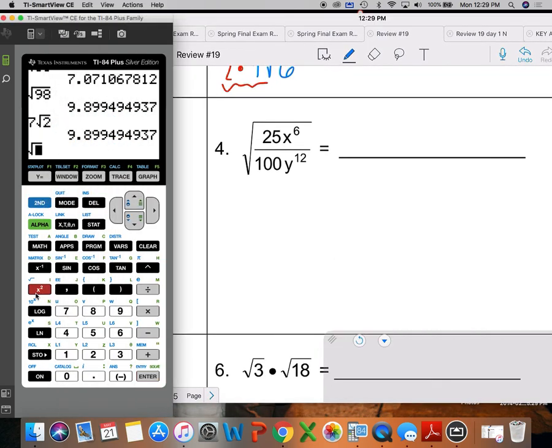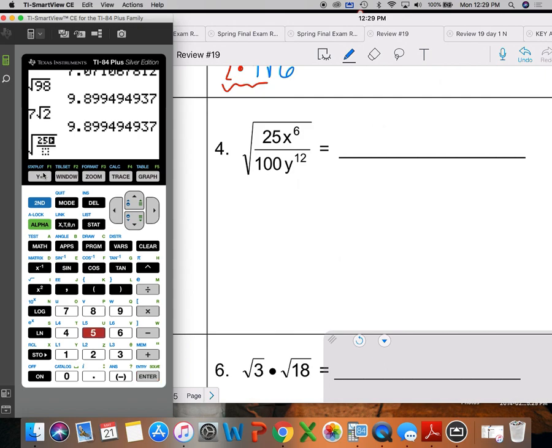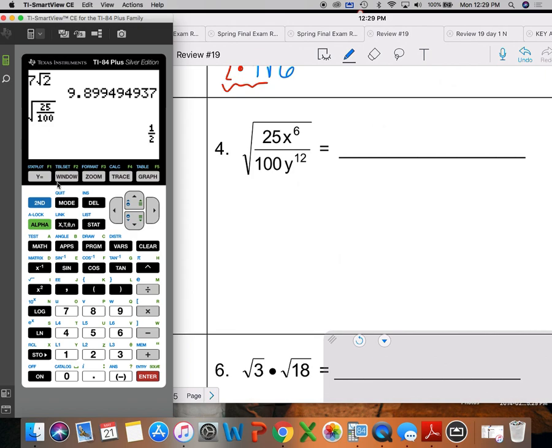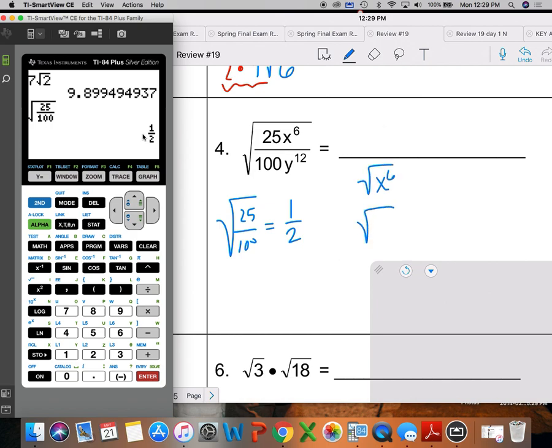Now the square root of 25 over 100 should work nicely because the square root of 25 is nice and the square root of 100 is nice. Remember, if you do alpha y equals, it will give it to you as a fraction. So the square root of 25 over 100 simplified to 1/2. Now I just have to do the square roots of my exponents.